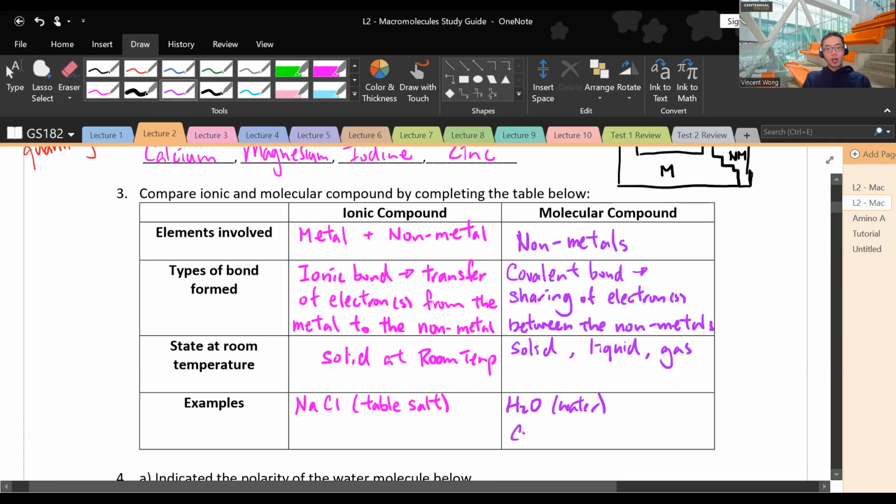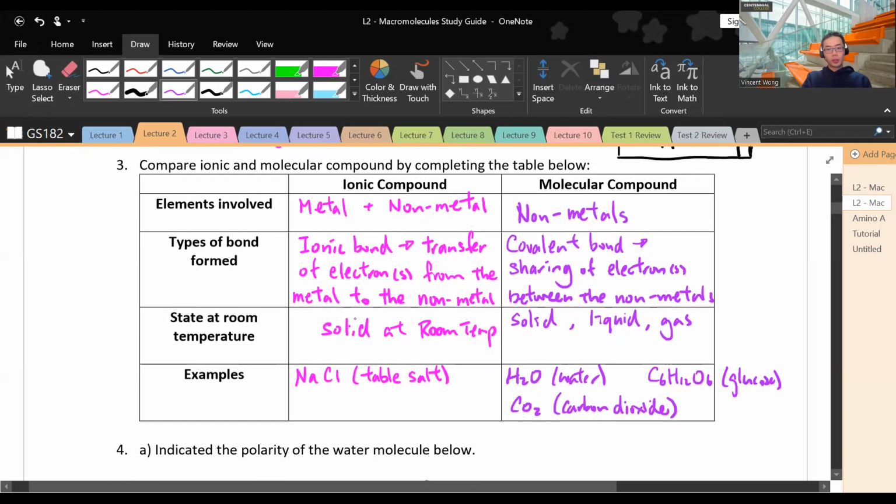That's okay. So we have carbon dioxide, for example, for gas. Okay, and for something that's solid, maybe like C6H12O6, right? Like sugar. Okay, glucose. So these are examples of molecular compounds. They are made up of entirely just non-metals. So there you have it, a comparison between ionic and molecular compound.